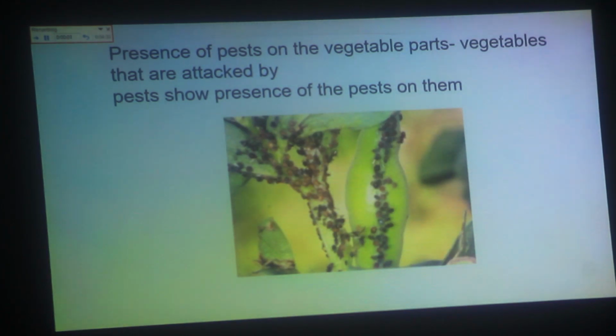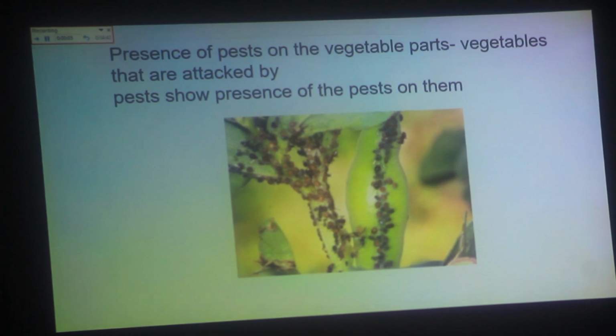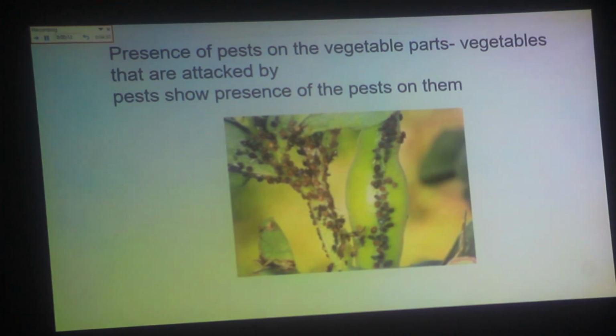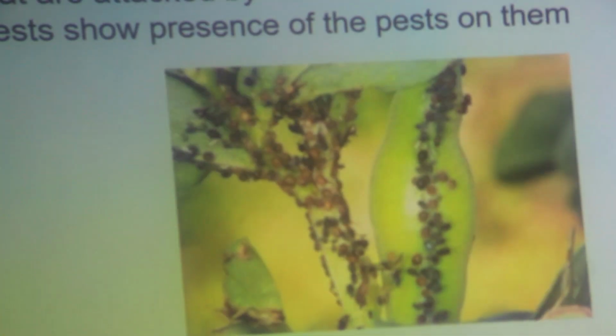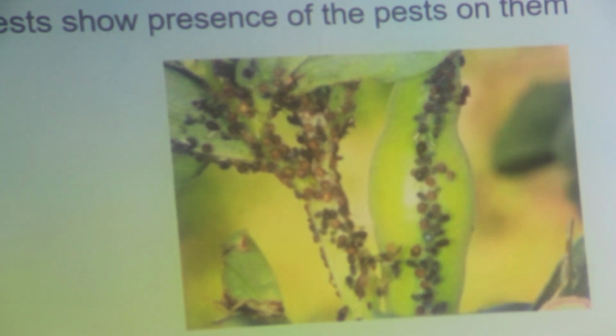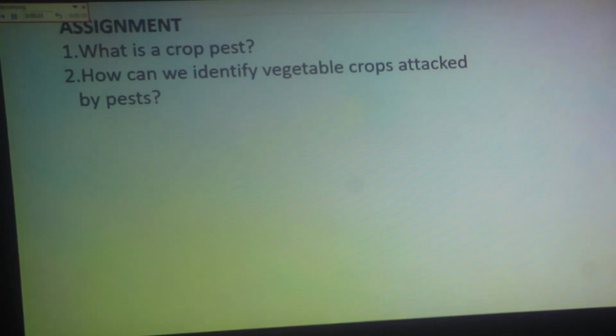And lastly, when you're going through your garden, you might come across various crops and find that they have pests around them. This should give you a warning that your crops are being attacked by the pest and you should take the necessary precaution.